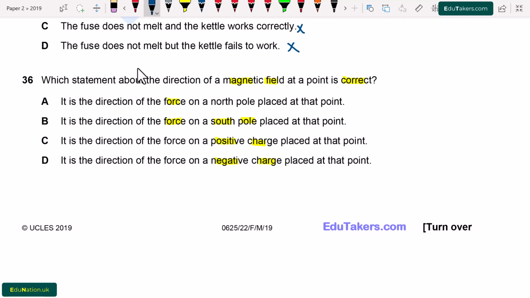So first of all, magnetic field has two poles, north and south. There are no charges, so C and D are incorrect. Now the direction of the magnetic field is from north pole to south pole. It means that the direction of the magnetic field will be in the direction of force on the north pole placed at that point. So option A is correct.